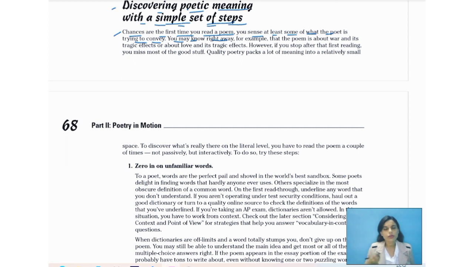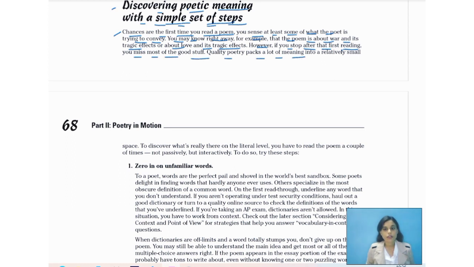Especially readers who love to read, who read a lot, who understand and analyze a lot of text, they would definitely understand what the poem or the text is about to say. For example, that the poem is about war and its tragic effects, or about love and its tragic effects. So yeah, there can be many plots of a poem. However, if you stop after that first reading, you will miss most of the good stuff.